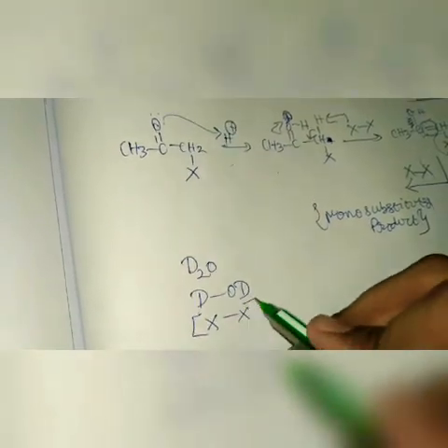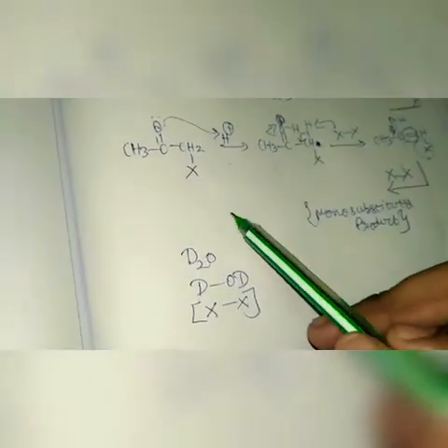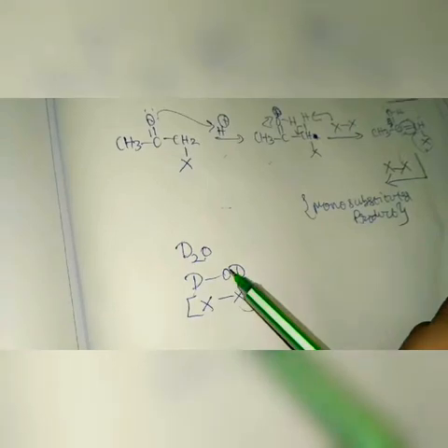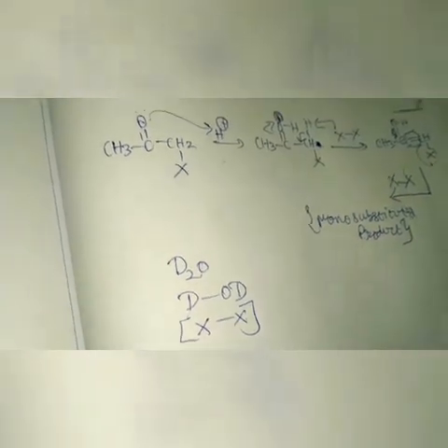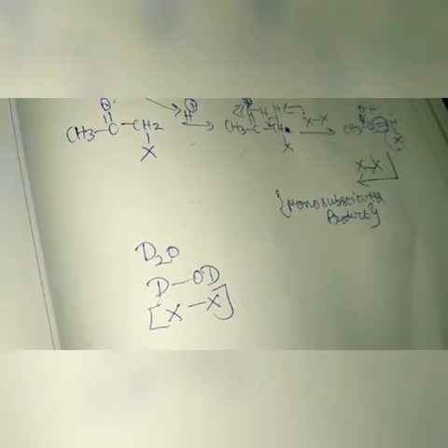Similarly, it takes place. D2O means DOD, right? So it acts like X bond X. Similarly, the reaction takes place, but in the case of substitution of deuterium, both acid catalyst and base catalyst form polysubstituted product only. But in the case of halogenation, base catalyst forms polysubstituted product, and acid catalyst forms monosubstituted product. This is the catchy thing over here.